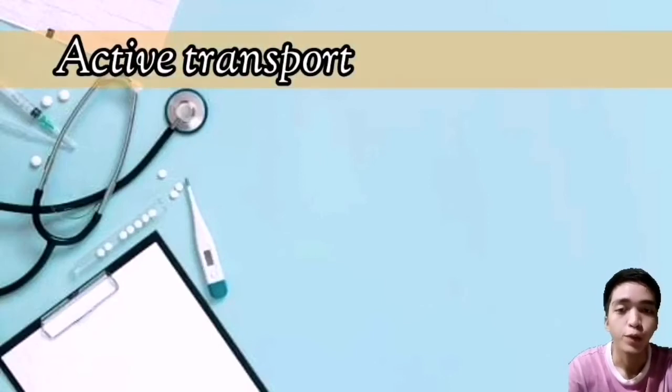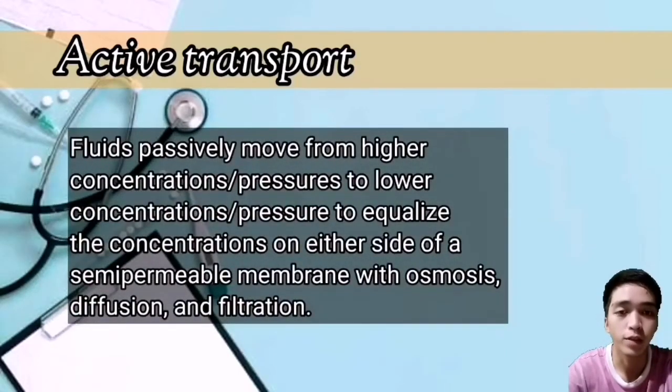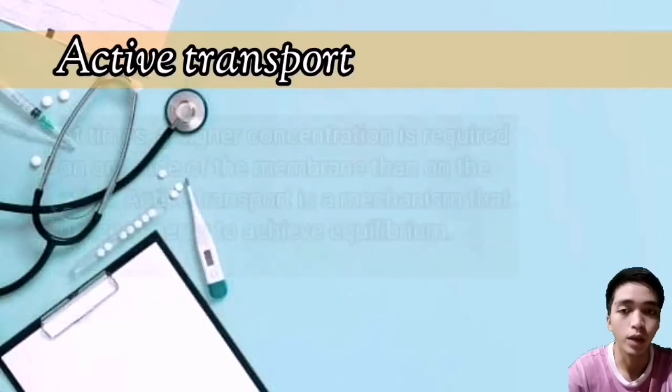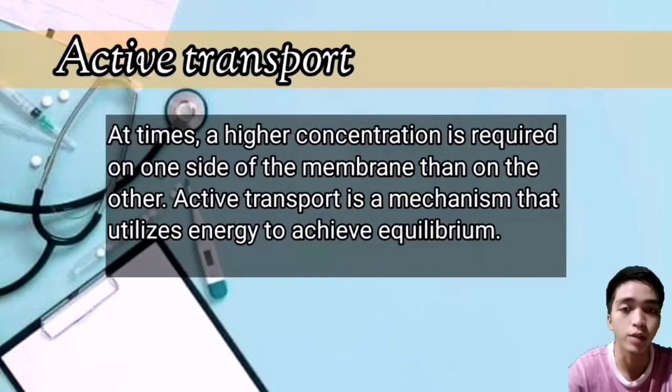The next one is active transport. With active transport, fluids possibly move from a higher concentration or pressure to lower concentration or pressure, to equalize the concentration on either side of the semi-permeable membrane, as with osmosis, diffusion, and filtration. At times, a higher concentration is required on one side of the membrane than on the other. Active transport is a mechanism that utilizes energy to achieve equilibrium.